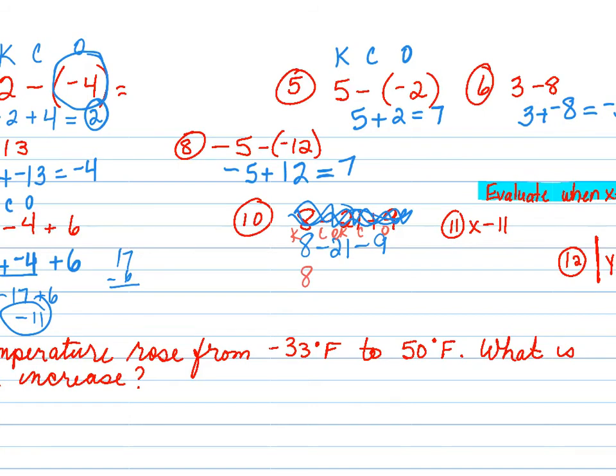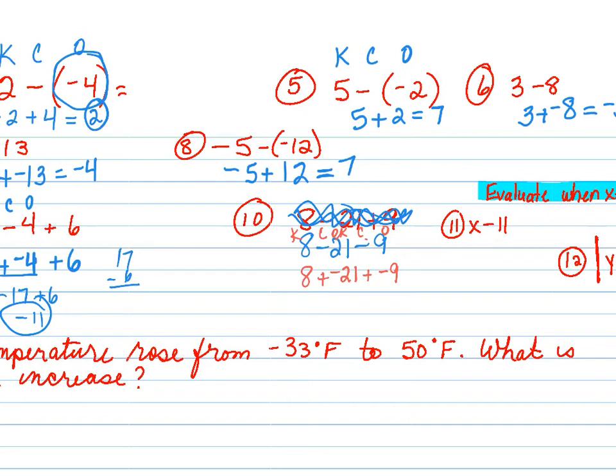Change subtraction to addition. What is the opposite of 21? Negative 21. Write down negative 21. Now we keep this one. Change subtraction to addition. What's the opposite of 9? Negative 9.